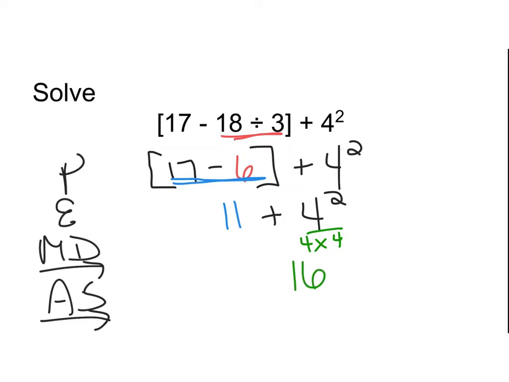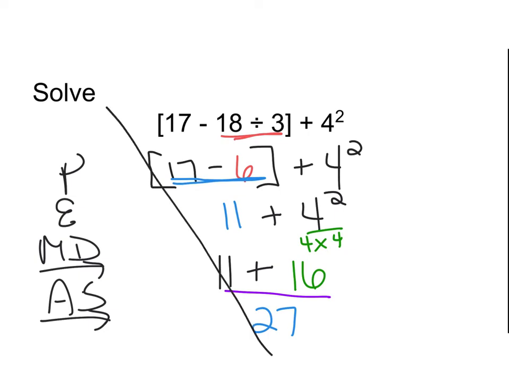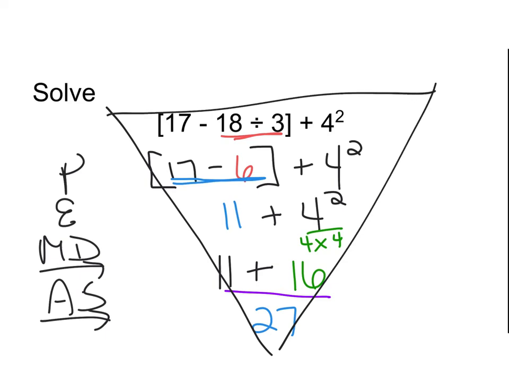So I'm going to rewrite 11 plus 16, and then we're going to go ahead and solve 11 plus 16, which is 27. So my answer is 27. So in this case, the value for 17 minus 18 divided by 3 in parentheses plus 4 squared will give you 27. So again, if you notice, we do have that triangle because we're rewriting the problem and we're solving it step by step. So we went ahead and did that.